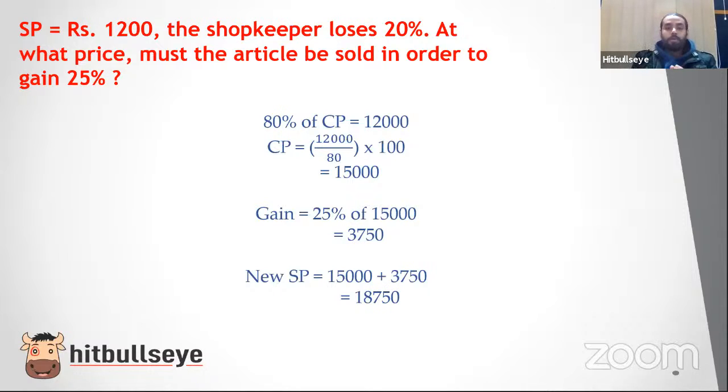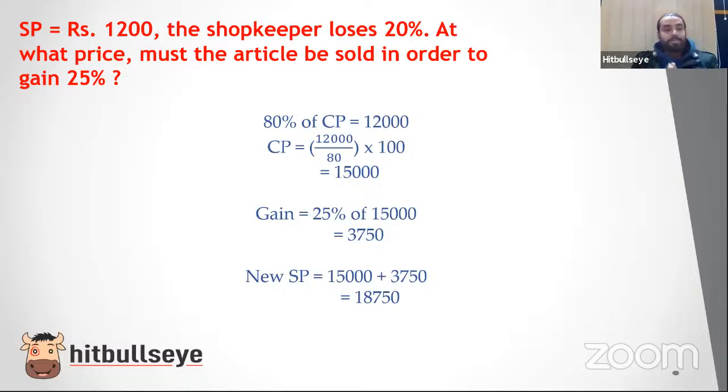Cost price will be equal to 12,000 upon 80 multiplied by 100. I hope यहाँ तक आपको समझ आ गया होगा कि how cost price is calculated. 15,000. Now, अगर मेरी cost price 15,000 है, now then the second part was asked that the article has to gain 25%. So if I want a gain of 25%, what will that be? तो हमेशा profit and loss हमारा calculate होता है cost price पे. Cost price was 15,000 rupees या 1,500 rupees as per in your case. So 1,500 का 25% is 3,750 and that is my selling price.